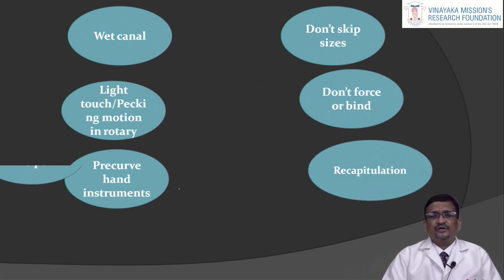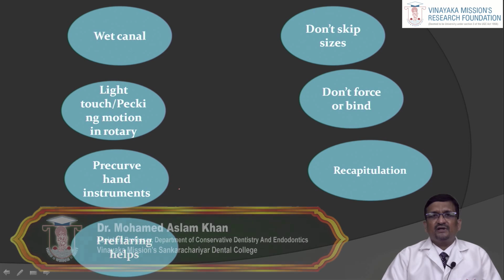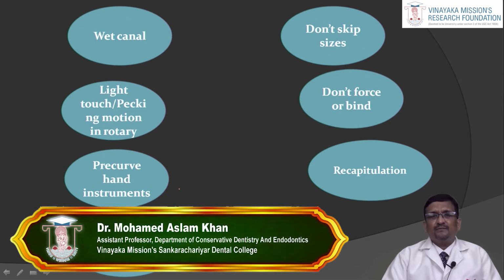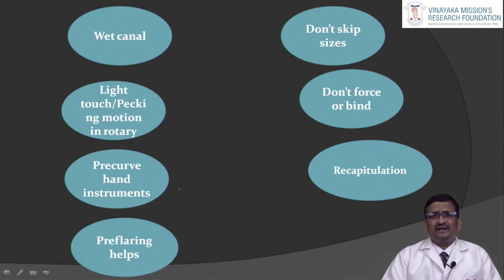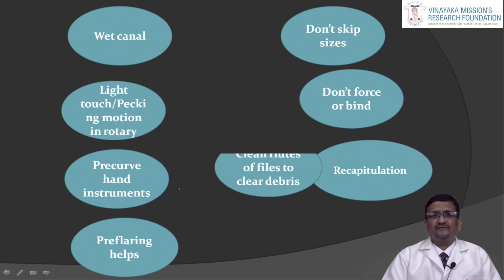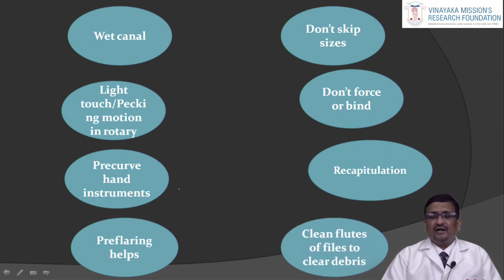Okay, so as I told you before, recapitulation is very important if you don't want to get stuck. Then pre-flaring helps. If you pre-flare with a Gates Glidden drill or SX file as in ProTaper, it will help you continue in the middle third and apical third cleaning and shaping. Then regularly clean the flutes of the files to clear the debris, otherwise you are going to spend more time and not be efficient cutting.